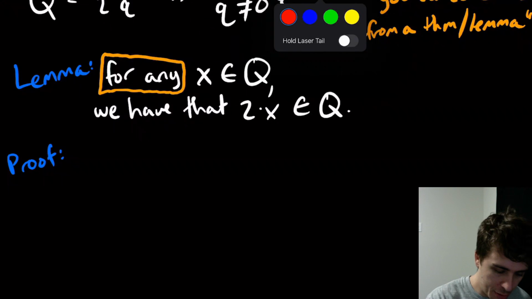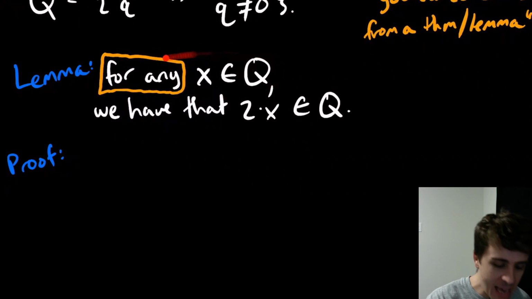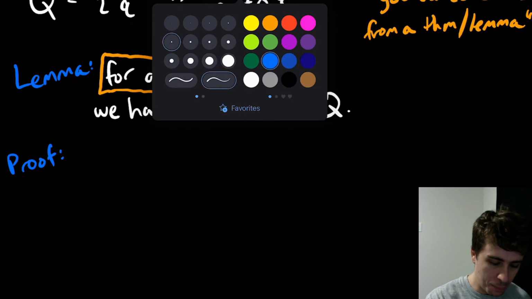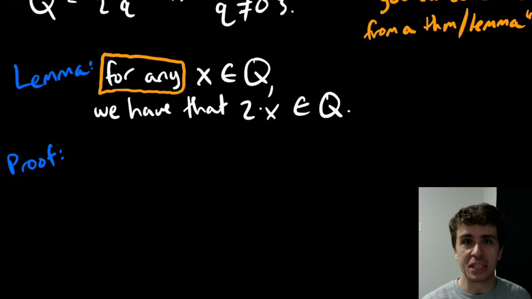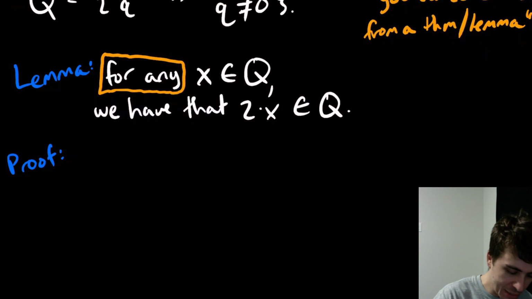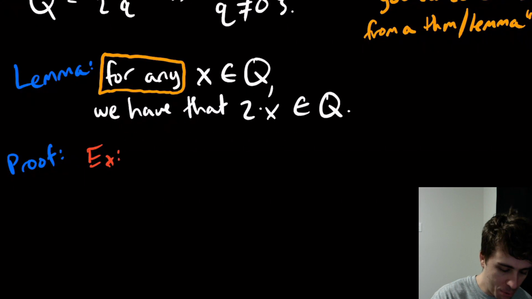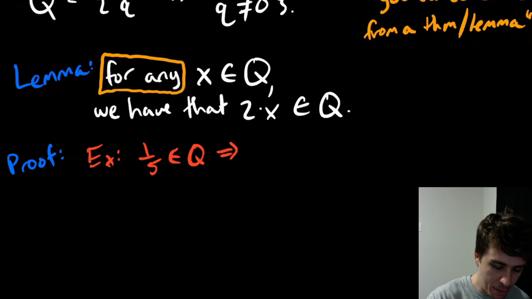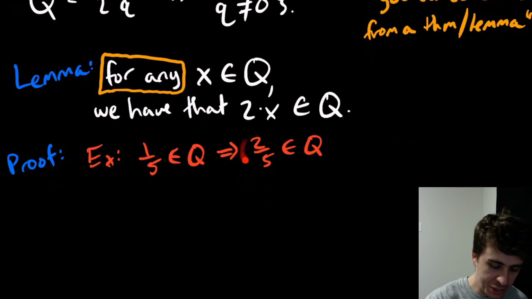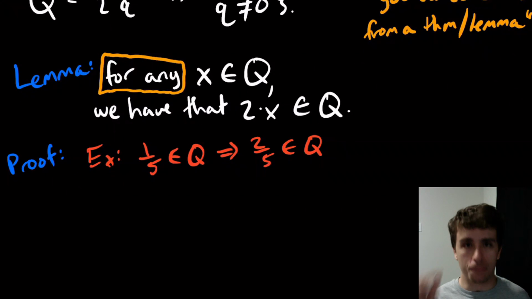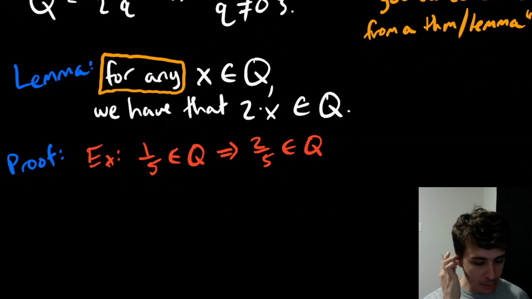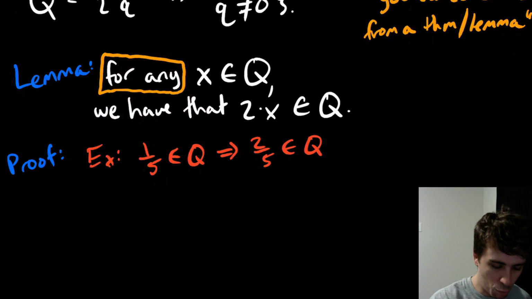Okay, so this says any x in Q works. So for the proof, I can't just give a single example. I can't say, oh, the example 1/5 is in Q, and that implies 2/5 is in Q because this number is 2 times this one. So therefore it's true. I would love to be able to do that, but this won't work.